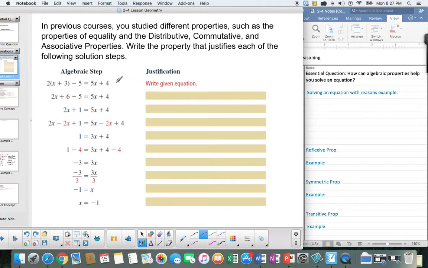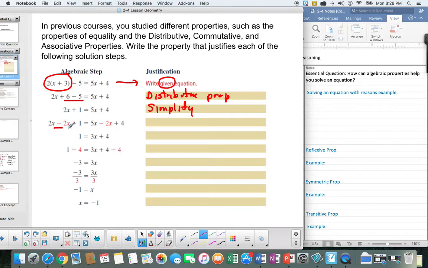So here's the problem, and it was given to us, so really the justification is that it was given. I want you to notice that there are no parentheses there, and the parentheses are gone because we use the distributive property. On the next step, it looks like we just simplified and made that a 1. So the reason we can write that step is simplify.